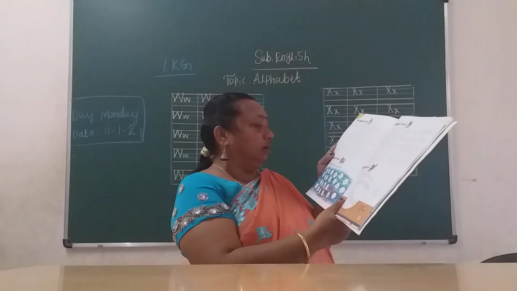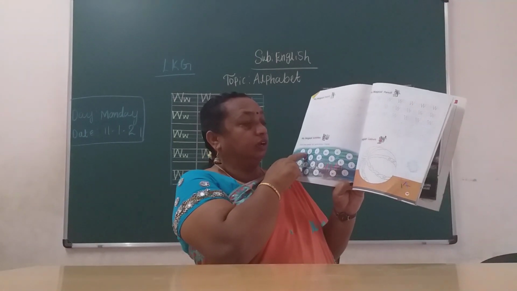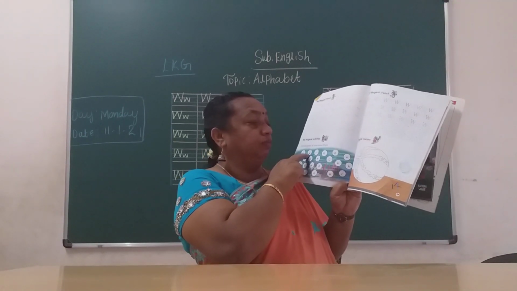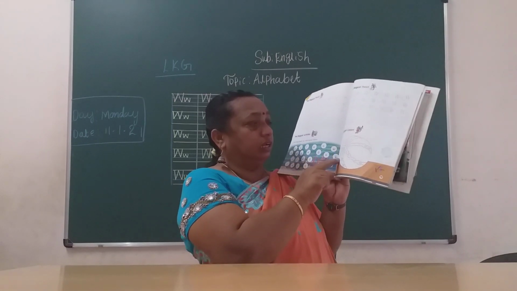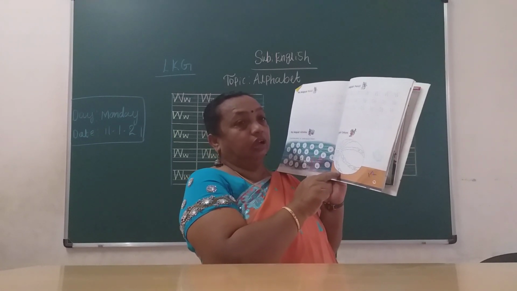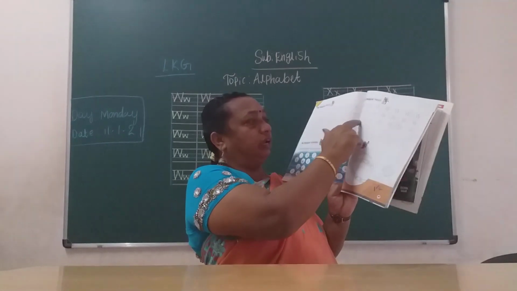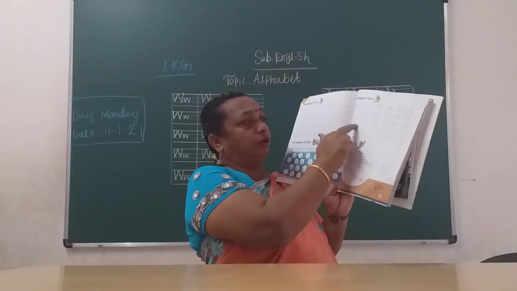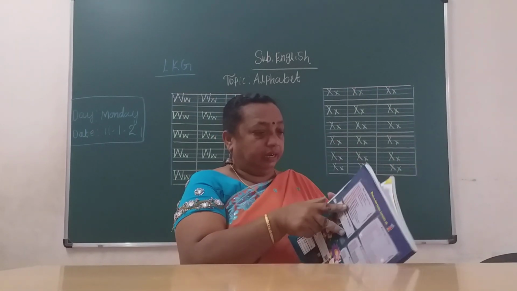Right, children, find the letter W and color them here. First you have to find out the W and color them. Only the W letter. Next is the magical colors. What is this, children? Look at this picture. This is a watermelon. You have to color it. Next you have to write these two. The two lines are there, no? Small W, capital W, you have to write. Turn to the next page. 98 over, 99 over.